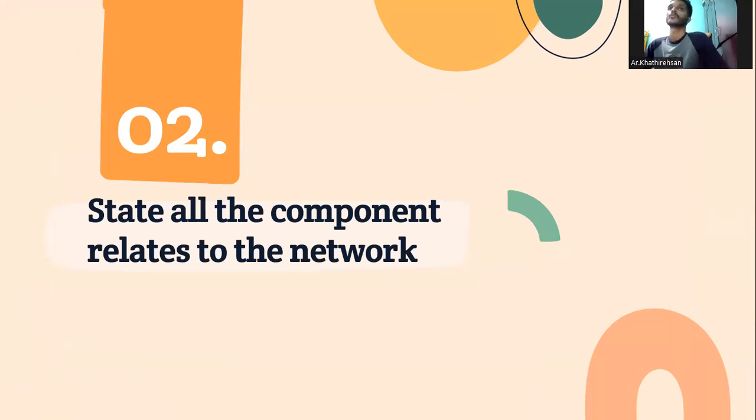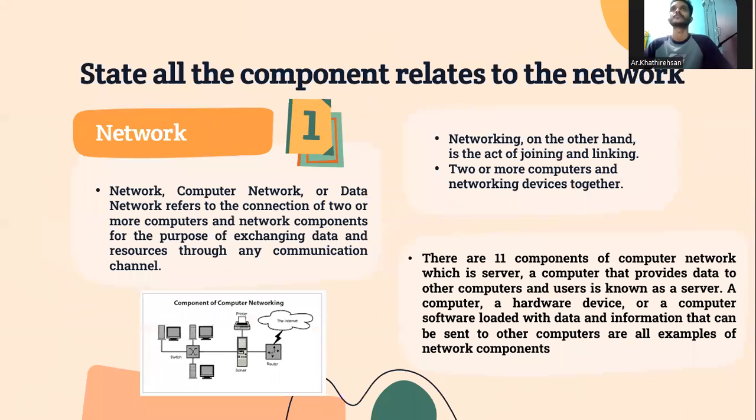State all the computer components related to the network. Okay, next slide. Okay, first, network. A computer network or data network refers to the connection of two or more computers and network components for the purpose of exchanging data and resources through any communication channel.